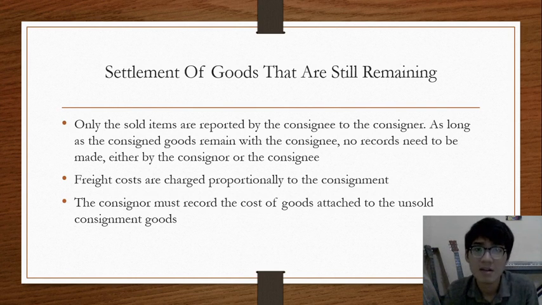And for the settlement of goods that are still remaining, only the sold items are reported by the consignee to the consignor. As long as the consigned goods remain with the consignee, no records need to be made, either by the consignor or the consignee. Freight costs are charged proportionally to the consignment. The consignor must record the cost of goods attached to the unsold consignment goods.